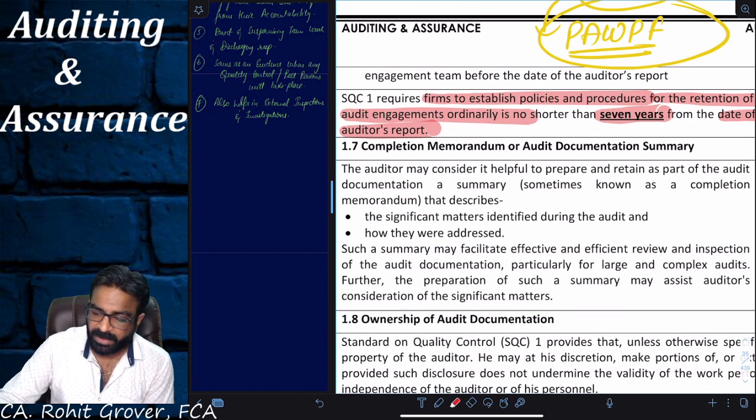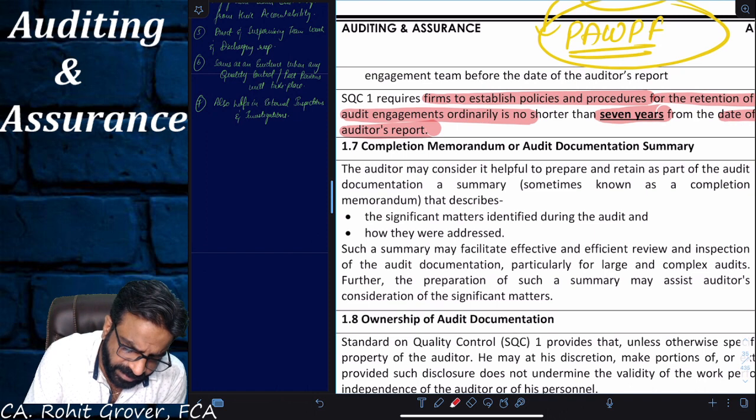No doubt. Okay. Now, what is this topic? Very simple topic, a 1 minute topic. Completion memorandum and audit documentation summary.